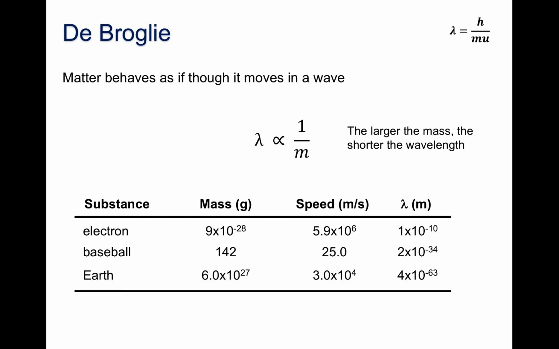And so for something very small in size, or something with a very small mass, such as an electron, this would be a very small mass, 9 times 10 to the negative 28. It has a relatively large wavelength, something on the order of angstroms. I know you don't normally think of that as a large number, but when you compare it to more massive objects such as the baseball or the Earth, you can see that these wavelengths are much, much smaller than those of the electron, and the mass of these substances is much greater. And so that demonstrates the relationship between the mass and the wavelength of particles.